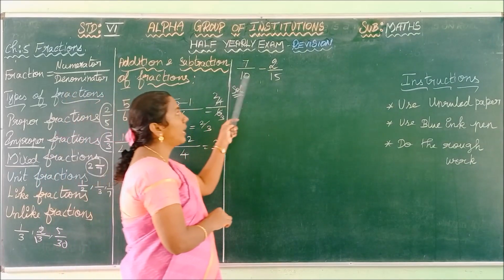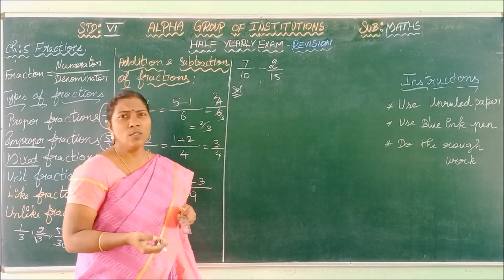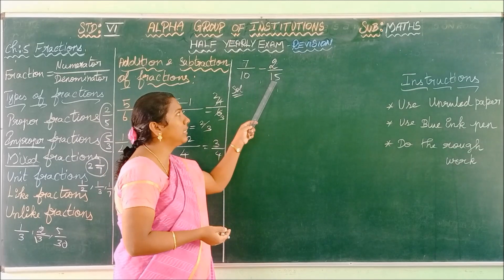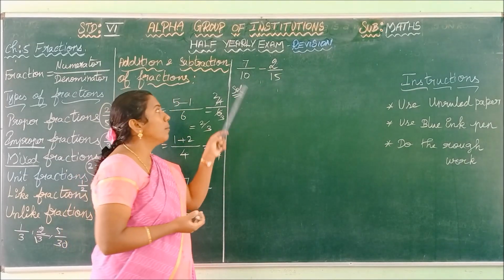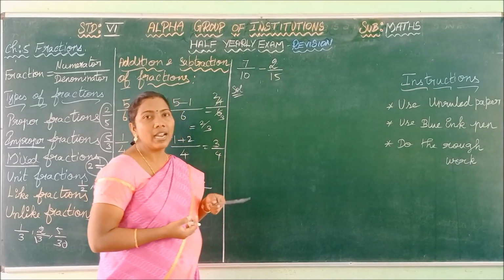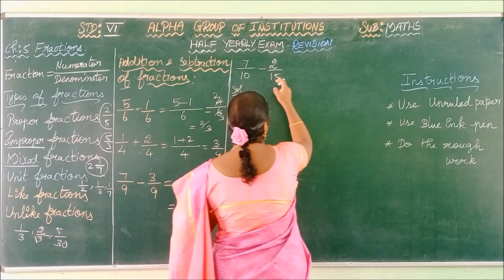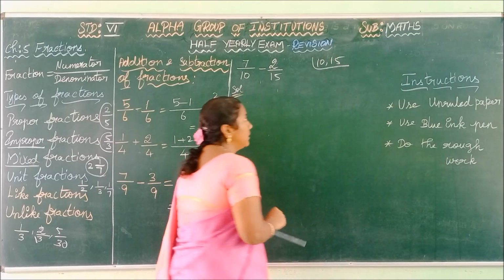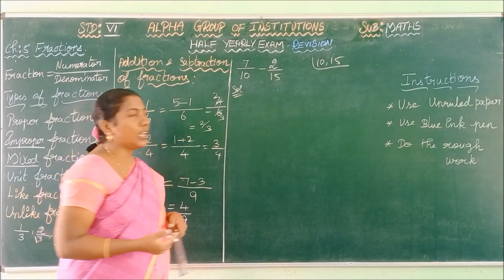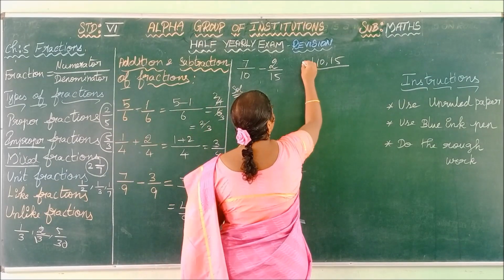Suppose the given fractions are unlike, what do we have to do? We have to make them into like fractions. How can you make them into like fractions? By taking the LCM of the denominators. What are the denominators here? 10 and 15. So far we have discussed how to find the LCM. So we are going to find the LCM of these.